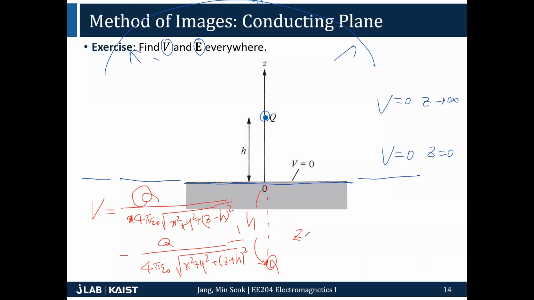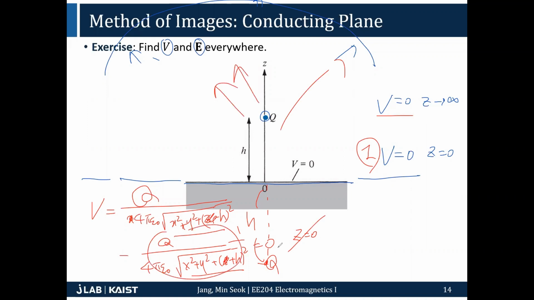Therefore, when z is 0, then these terms become equal, so V becomes 0 for the entire plane. So the first boundary condition is satisfied. The second boundary condition is V goes to 0 when all the other parameters go to infinity, and that also is satisfied, right? This is just a simple point charge. So if you go to infinity, that becomes 0.